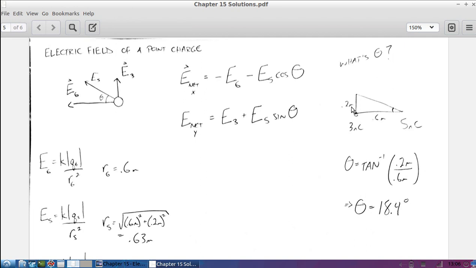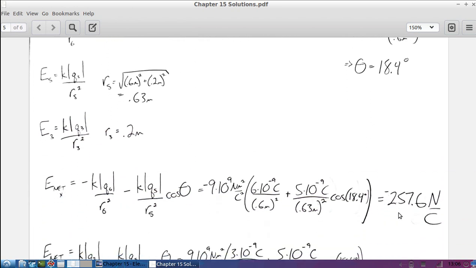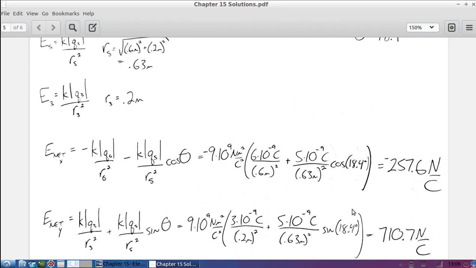The opposite side of the right triangle is 0.2 meters, adjacent side is 0.6 meters, so I can use the inverse tangent of the ratio of these two sides to find that angle. Okay, so that's the angle I'm looking for, the angle that the E5 vector makes with the negative x-axis. So inverse tangent of 0.2 over 0.6, I get 18.4 degrees. So that is my reference angle when I'm resolving the E5 vector into its two components.